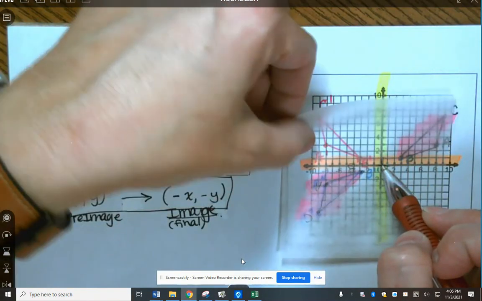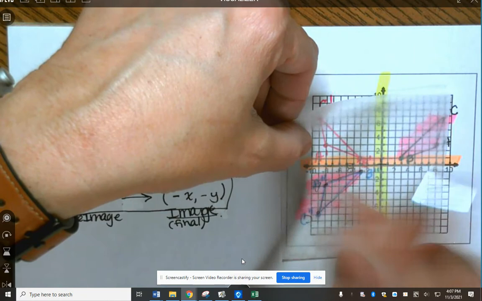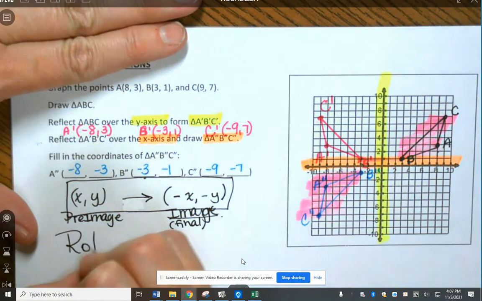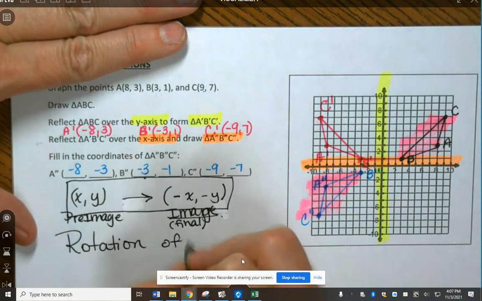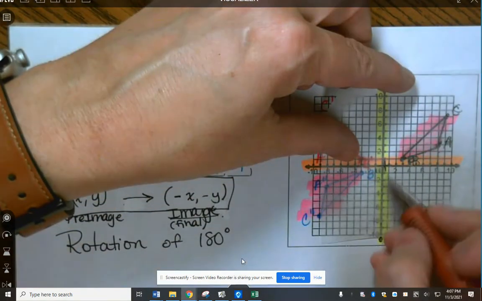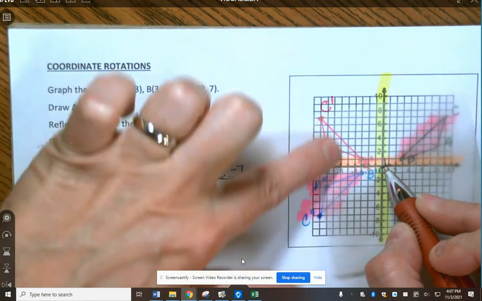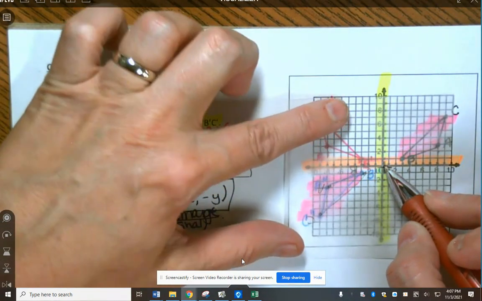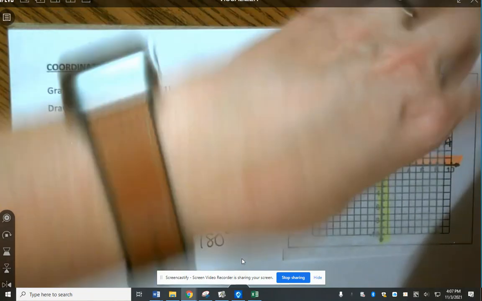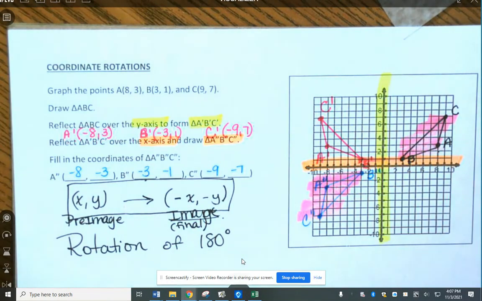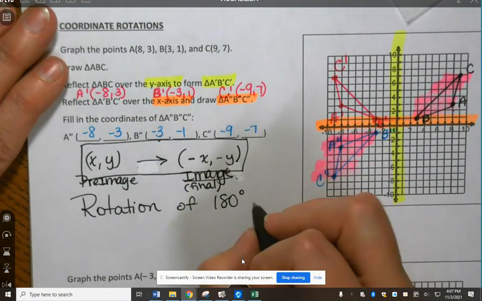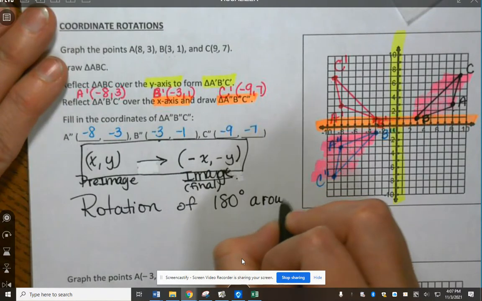Rotate it again until they line up, and that's a 180 degree rotation for the pre-image to line up with the image. So this was a rotation of 180 degrees. And it doesn't matter if I go counterclockwise, which is a positive rotation, or if I went a negative 90 and a negative 180, I still get the same end result. I get to the same location. So 180 degrees does not need a direction to be told. So you could call it a rotation of 180 around the origin.